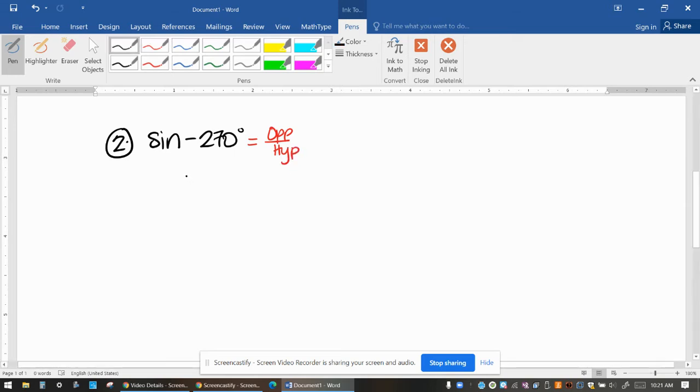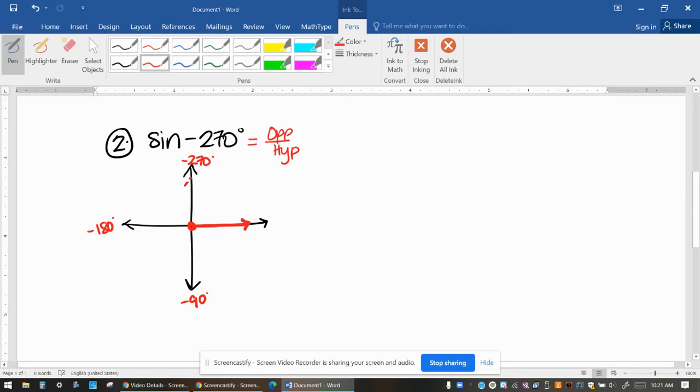Okay, so negative 270 is a negative angle, so we have to go down and around. So this is negative 90, negative 180, negative 270.